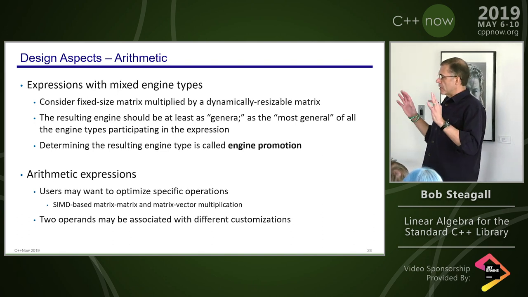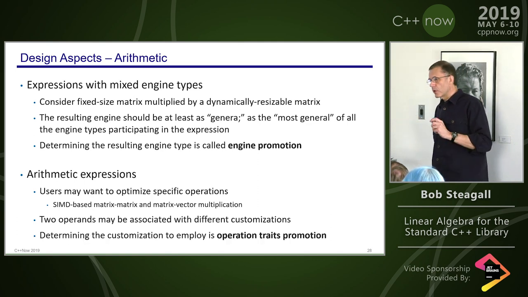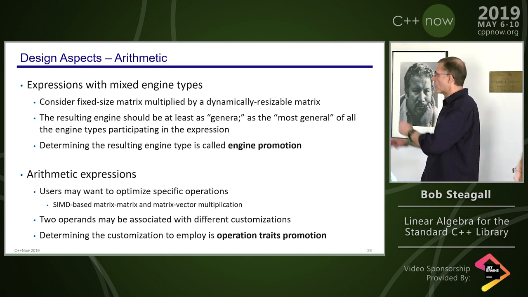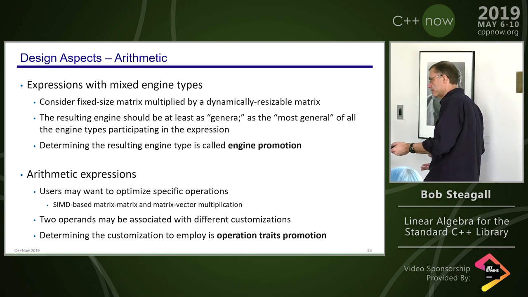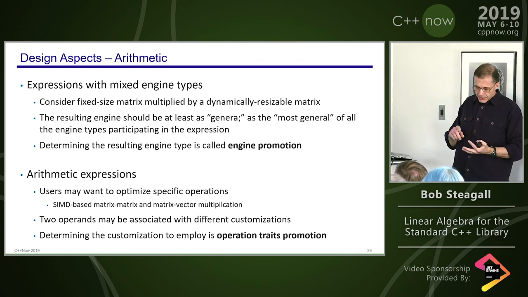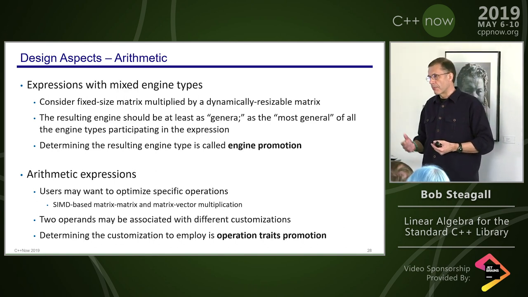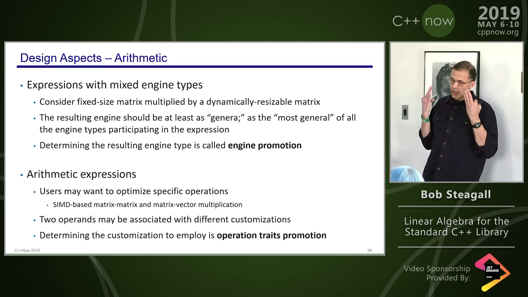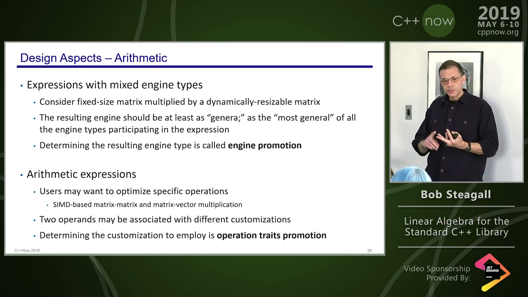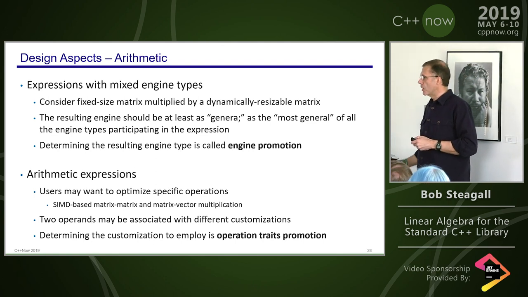Well, two operands in an expression may be associated with different customizations. And if that's the case, we have to decide which customization to apply to the specific arithmetic operation. And we'll see an example of that. We call that process operation traits promotion. So in an arithmetic expression where we have two matrices, let's say we're adding them, the matrices have some element type, they have some engine type, and associated with each of those objects is some proposed set of operations. If I have two matrices and those types are different between them, somehow I have to resolve the differences between the elements, the engines, and the customized arithmetic operations that go with them. Those are the three kinds of promotion that the proposal covers.